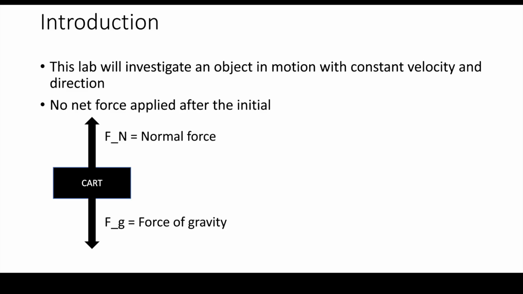In this lab, we will investigate an object in motion with constant velocity and constant direction. What that means is that there is no net force applied on the object while it is moving. As you can see, the normal force and the force as a result of gravity are the only forces being applied on the cart, and they both cancel each other out.